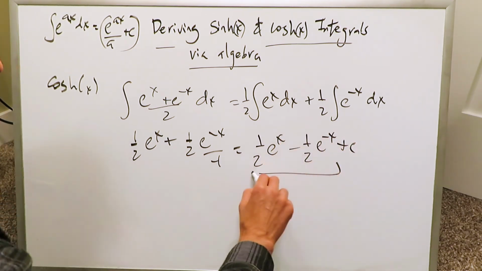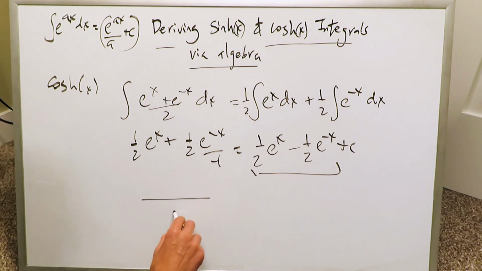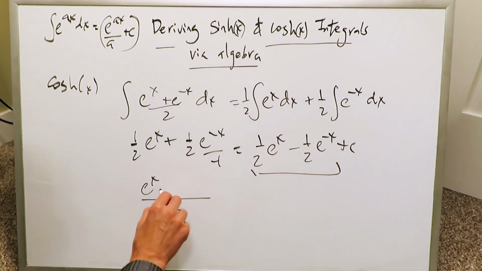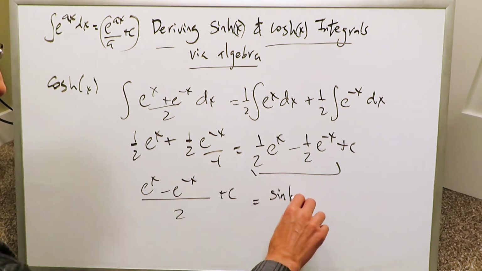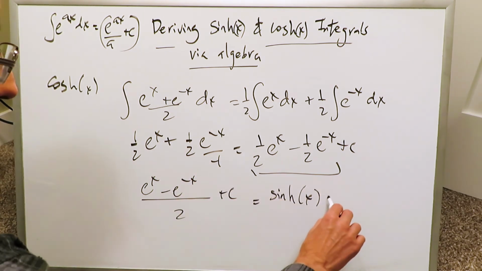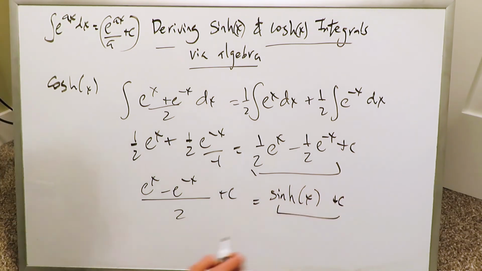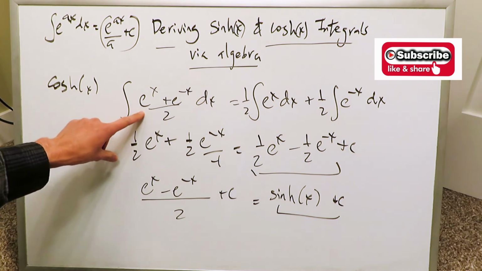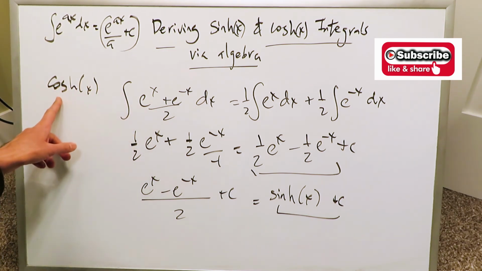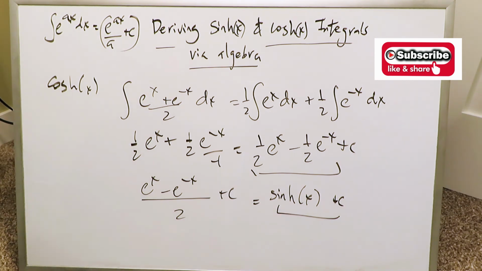You can bring all of this under a single unifying denominator, 2, right? e to the x minus e to the minus x over 2 plus c. And this right here is nothing more than you going to the definition of the hyperbolic sine plus c. And this derivation procedure is completed in terms of what is the antiderivative of the hyperbolic cosine, or what is the integral of hyperbolic cosine, and that right there is the hyperbolic sine.